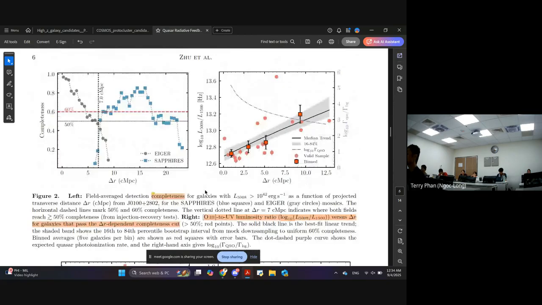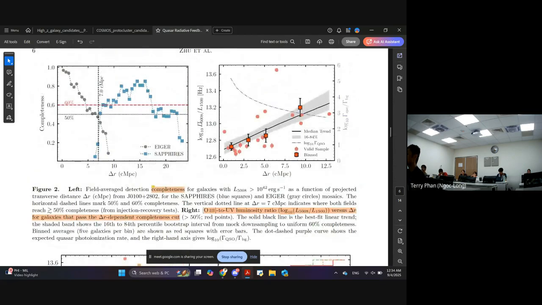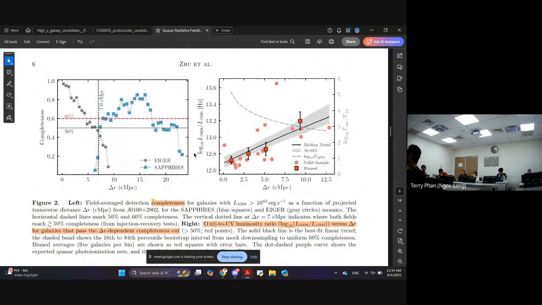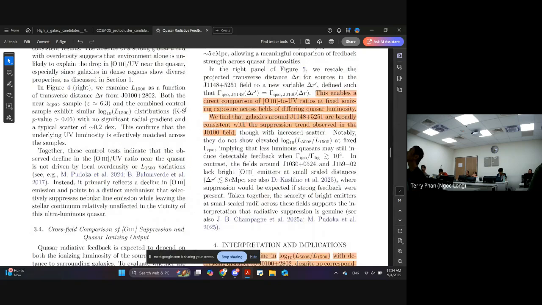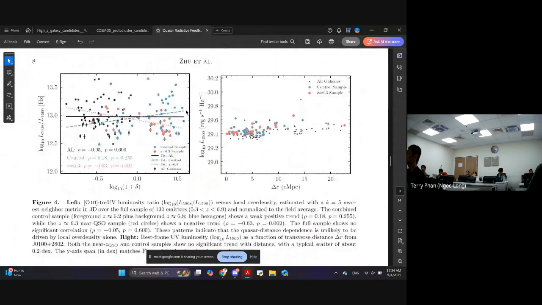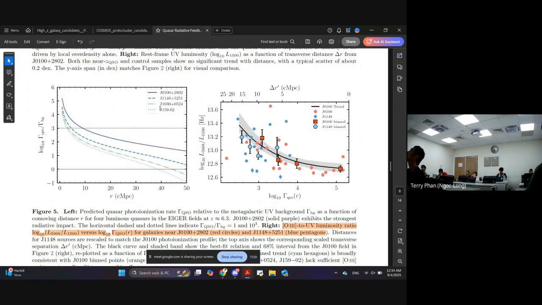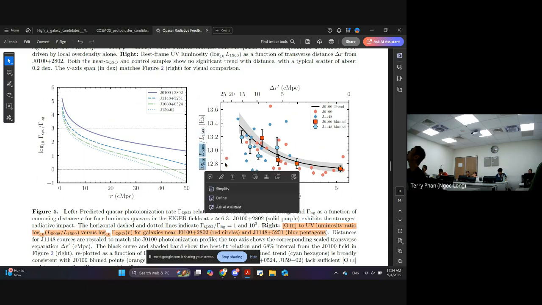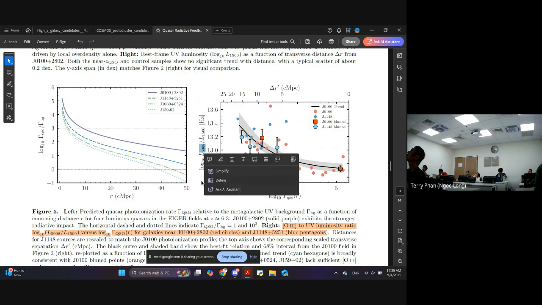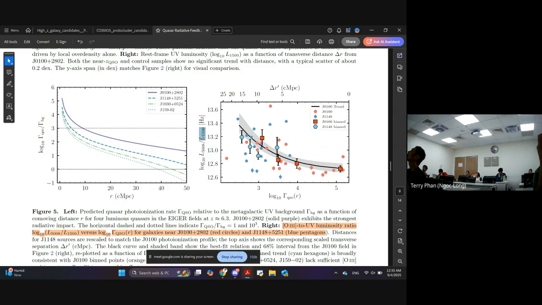And so these are some, I guess, data manipulation graphs. But the real important one is this one right here. I should explain that the main thing they were analyzing was the O3 emission, which has an emission wavelength of, I forget, I think 5 point something. Yes, this is O3. This is the O3 luminosity, and this is the UV luminosity.